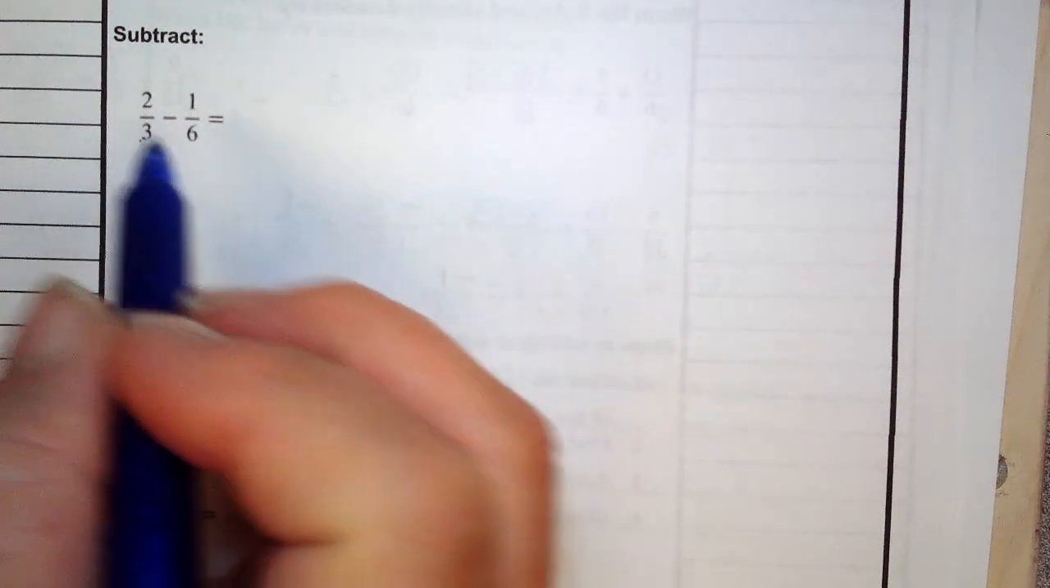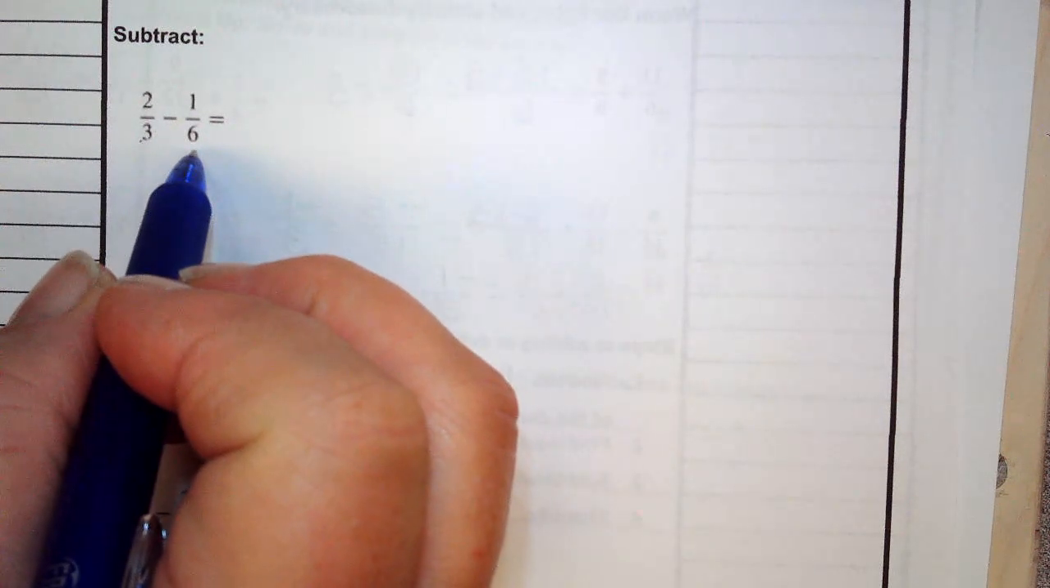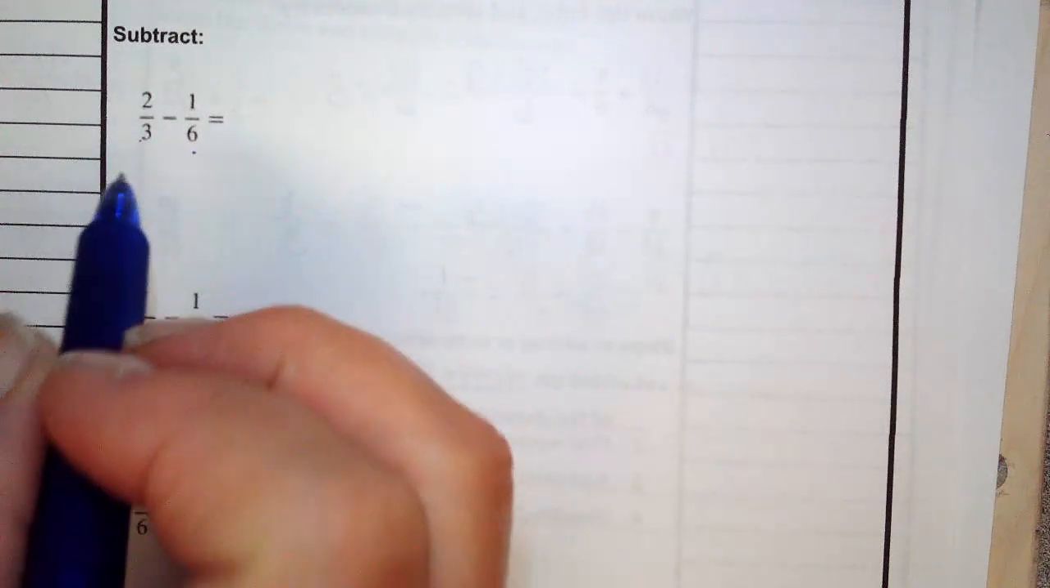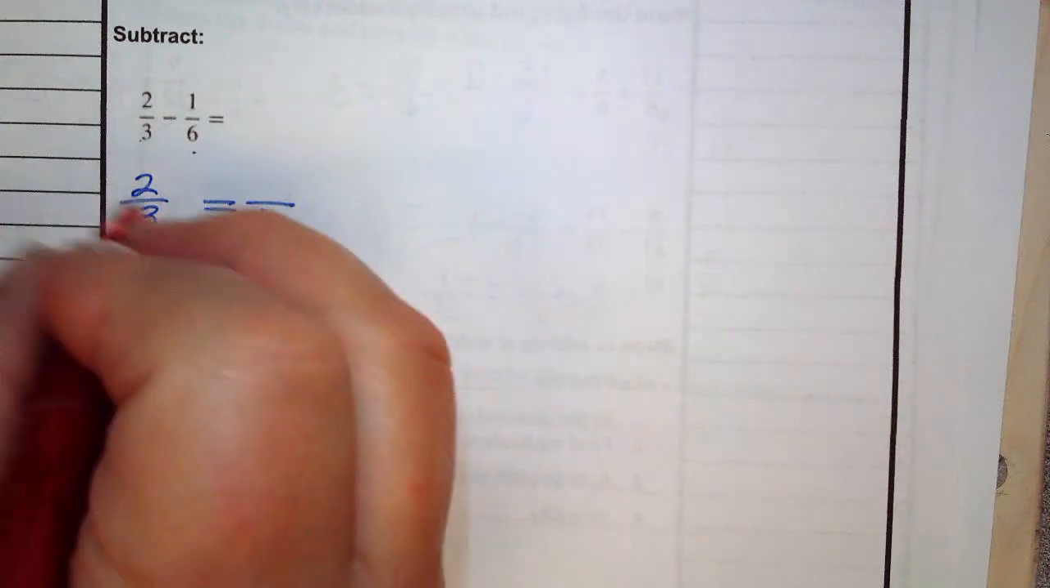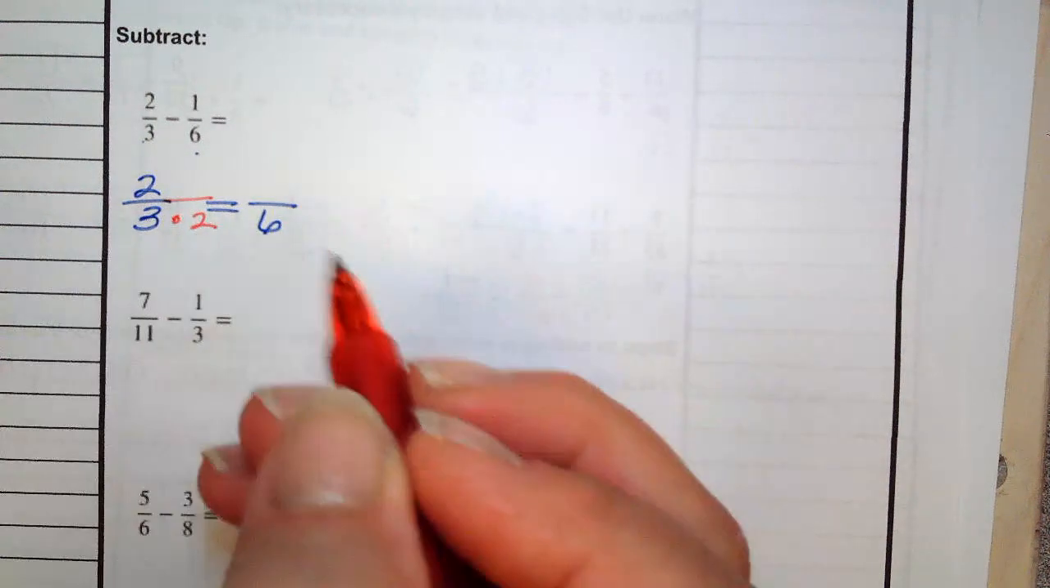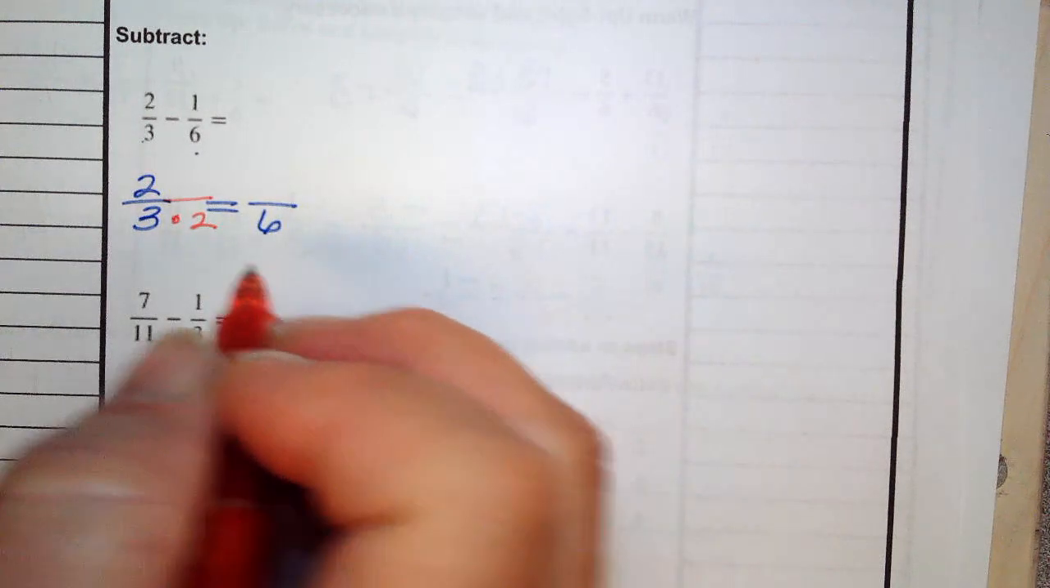Once again, you're always going to be thinking, will the smaller number divide evenly into the bigger number? Will 3 divide evenly into 6? Yes, 3 times 2 is 6. So 2 over 3 is going to be changed to something over 6. 3 times 2 gives me 6.